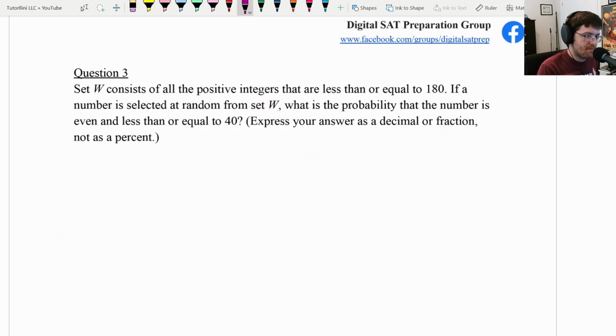Okay, question 3. So we want to find all the positive integers that are less than or equal to 180. So think about it. If I asked you for all the positive integers less than or equal to 3, that would be 1, 2, and 3. So that's 3 total numbers. So in this case, it's 180 total numbers. So we know the total is going to be 180.